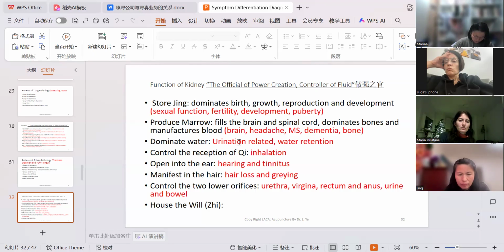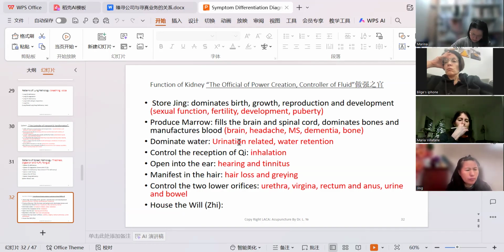And kidney manifests in the hair. So particularly when there is a kidney essence deficiency or kidney deficiency, the first thing with that is graying of the hair, going gray at a much earlier age. That's the main thing. Then, if particularly related to kidney yin deficiency, hair loss, dry and falling.